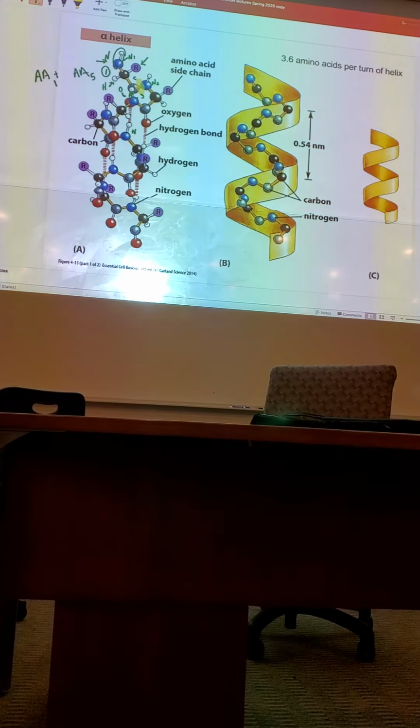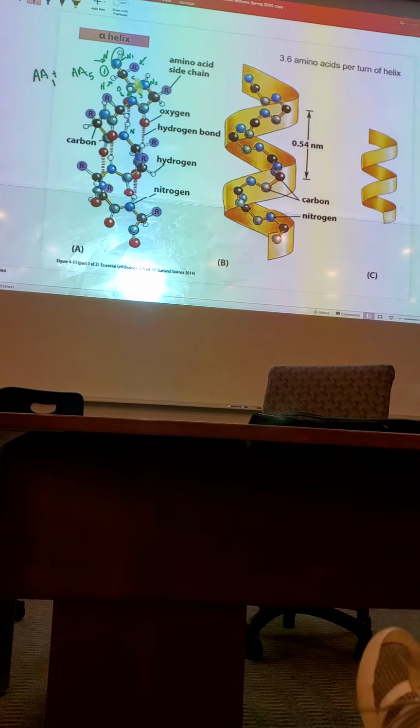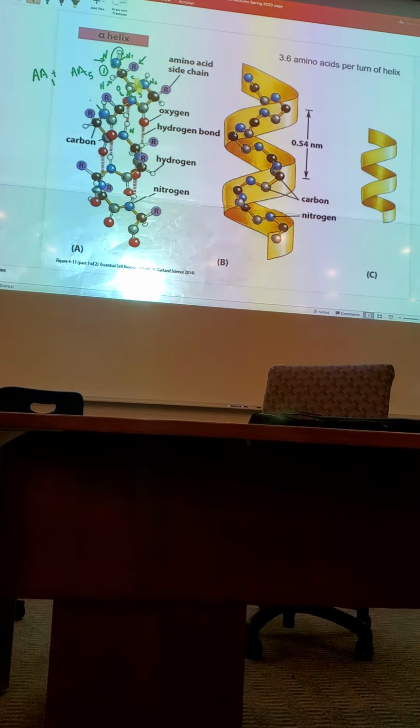Hydrogen, that must be a carbon for the carbonyl. And it has to be bound to another nitrogen, so that must be nitrogen number 4, amino acid number 4. Alpha carbon, hydrogen, side group, that must be a carbon with its oxygen. And this must be nitrogen number 5.